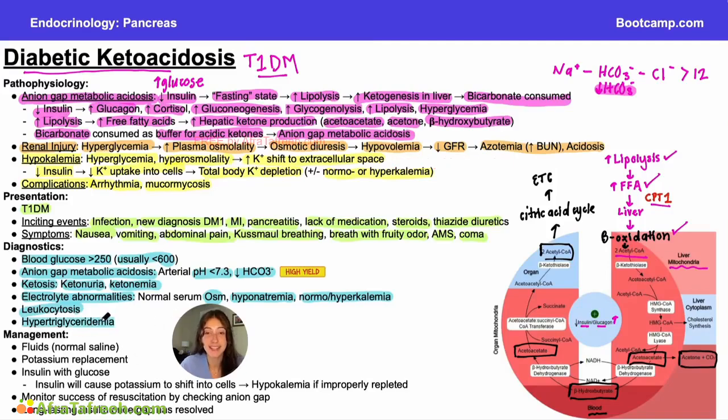Now, management of DKA is actually going to be quite important for the order here. The first thing you're going to want to give them is fluids. This is a dehydration problem. Remember, we talked about the osmotic diuresis that goes on up here. So make sure you give these people fluids, and it should be normal saline.